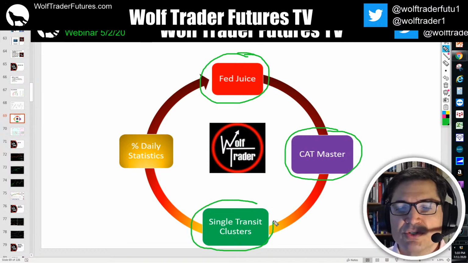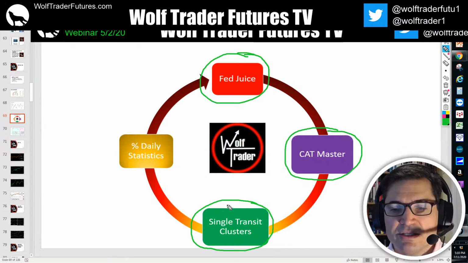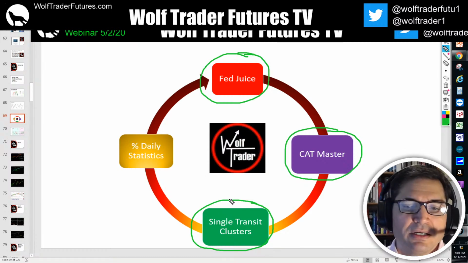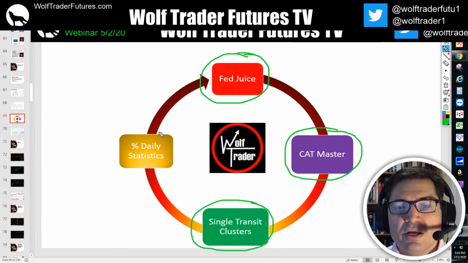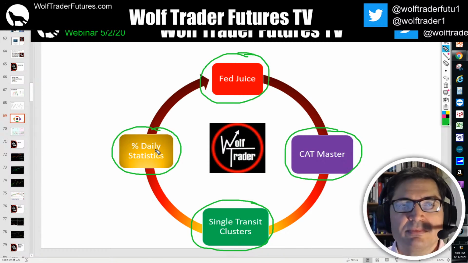Single transit clusters, which is new, looks at specific clusters of transits and how they affect the market. This is statistically tested against a control group and a chi-square. And then daily statistics, I look at what's the highest probable day of the S&P, like what day of the week is the highest probability.